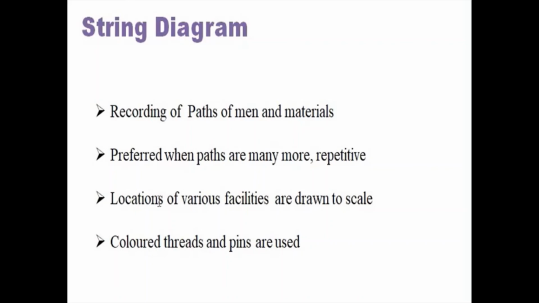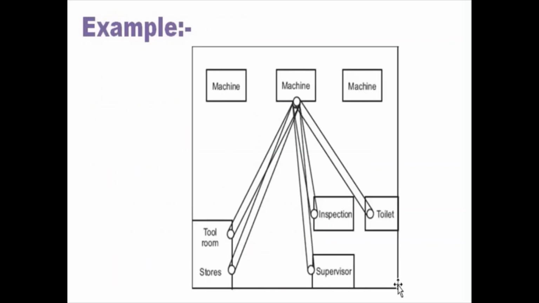These diagrams are also drawn to scale as per the plant layout, and recording of paths of men and material is carried out. It is preferred when paths are many and repetitive, and the various locations of various facilities are drawn to scale. Here, instead of lines, colored threads and pins are used. So here is the example shown. Obviously at the top there is going to be a job description and the scale also. These are three machines, machine 1, 2 and 3, and movement from machine to other locations is shown by strings which are connected with the help of pins.